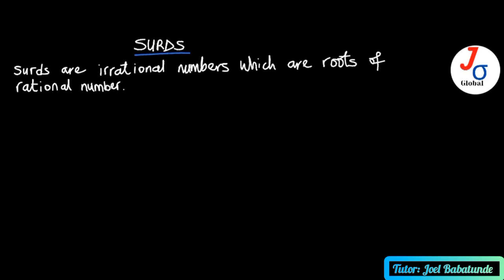Hi. So in today's lesson, we're going to be looking at what we call surds. Not sword, surds. So we have surds. What's the meaning of surds? Surds are irrational numbers, which are roots of rational numbers.